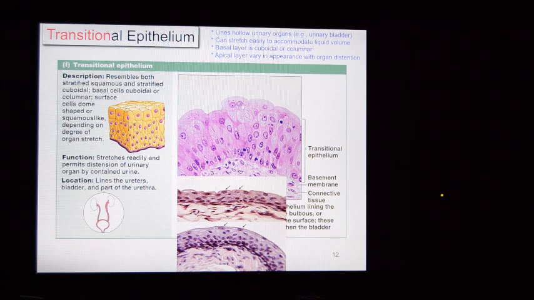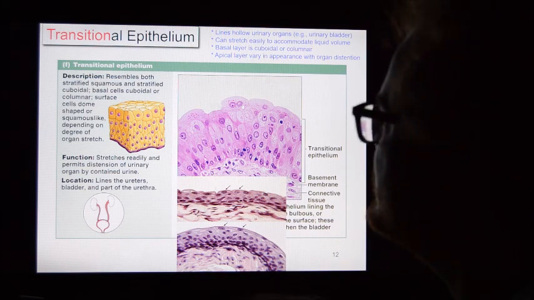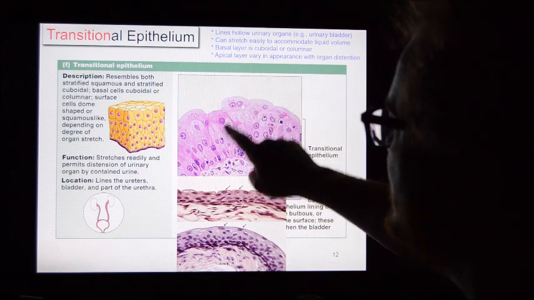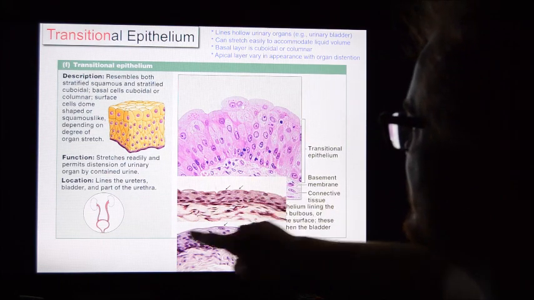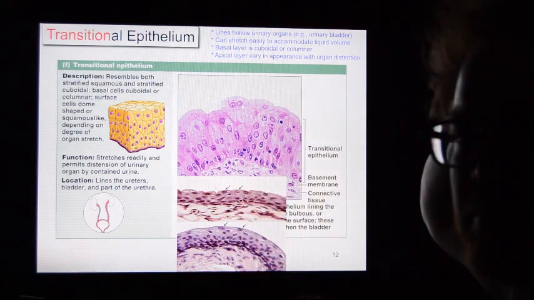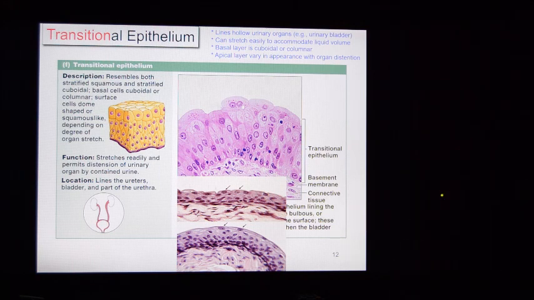And then there's transitional epithelium. Now we call this transitional epithelium for a reason, and that is that it goes through transitions. What it can do is transition from having very round cells to having slightly flatter cells to having incredibly flat cells at its apical surface.